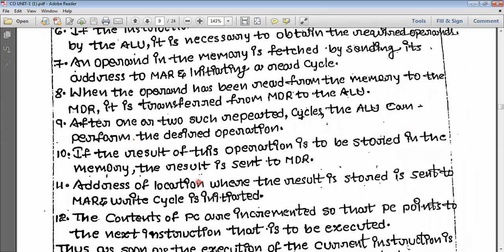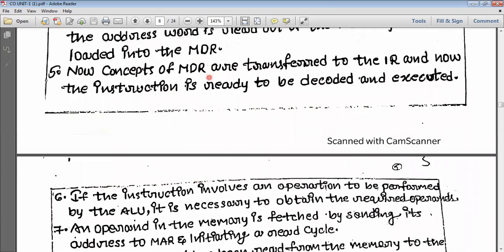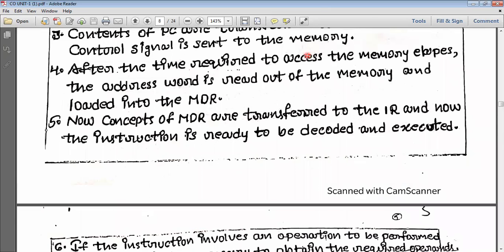Okay, totally 12 points are there. Read these points. These are in very simple language. Compulsorily you understand.